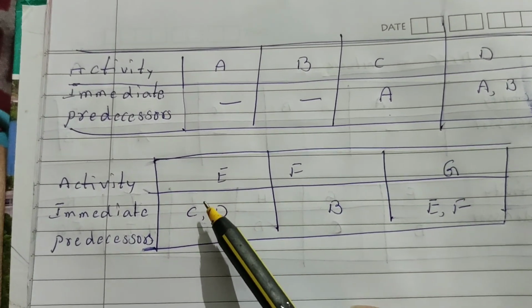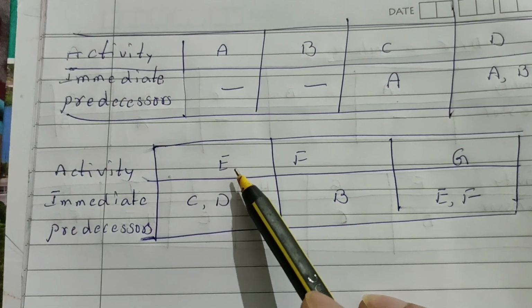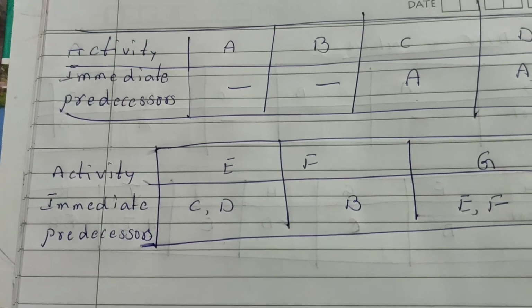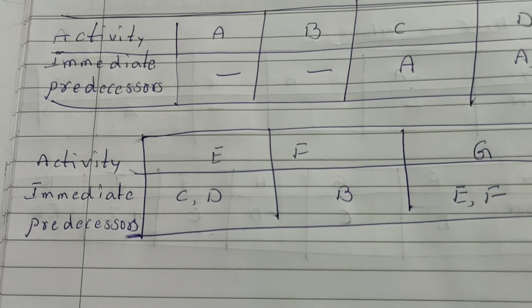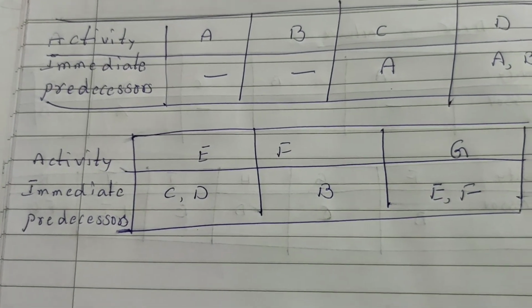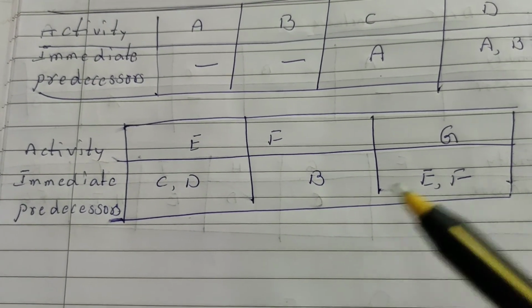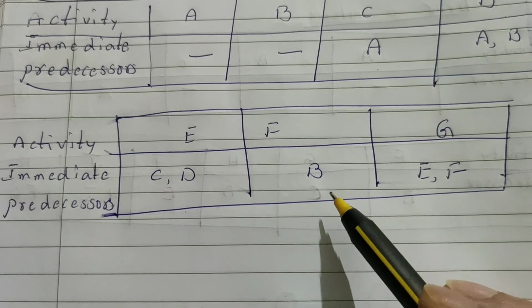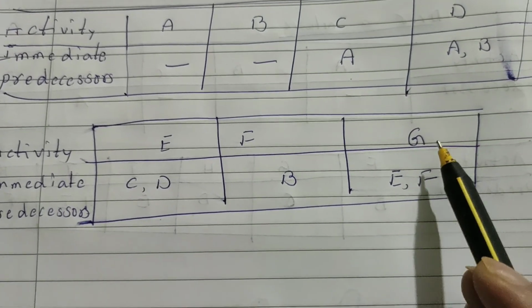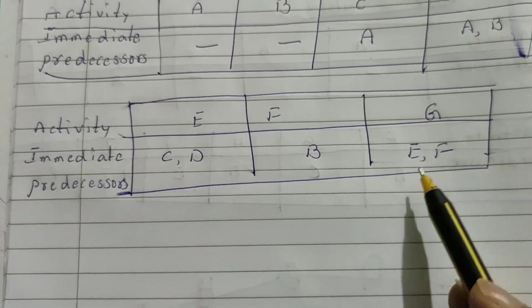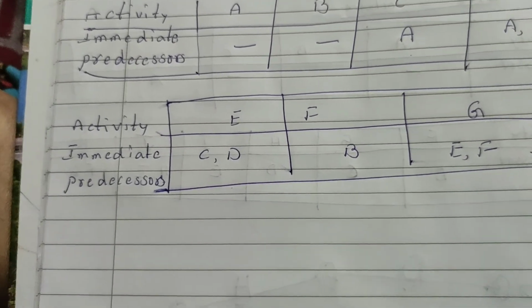Whenever you start activity E, you complete activities C and D. Whenever you start activity F, you complete activity B. Whenever you start activity G, you complete activities E and F. This is the new model.